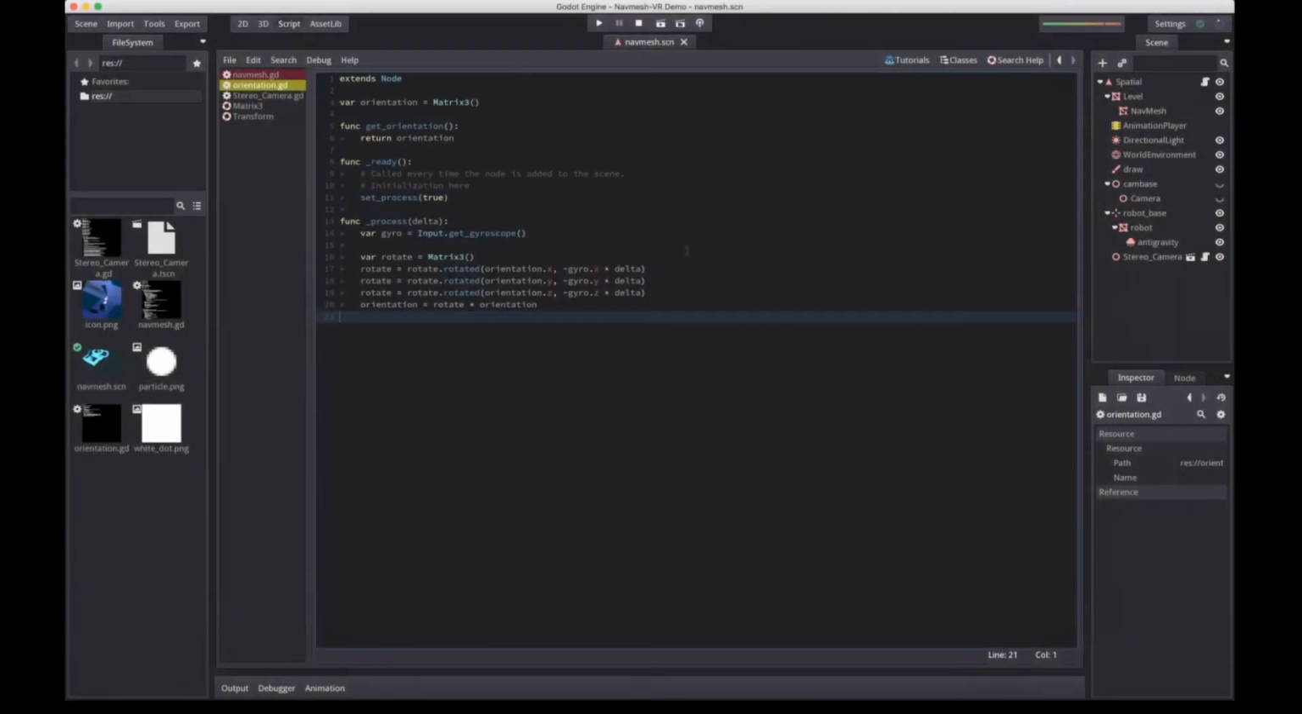Okay, we're back in our orientation.gd script, and the next step is going to be applying our accelerometer data to our rotation matrix and making sure that we know what down is and keep down stabilized. So let's start with putting in the variables that we need. The first one is our accelerometer data, but I'm also going to grab our gravity vector.